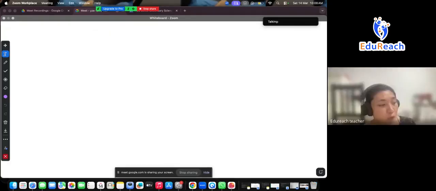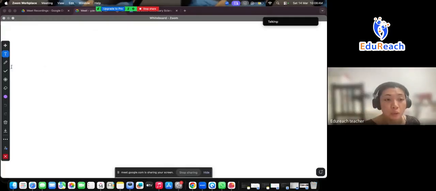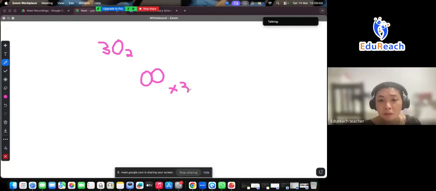4. What is the number in front of the O2? 3. Guys, look at my whiteboard. 3 and then the O2. How do we count the number of oxygen atoms? You look here very carefully. There are 3 molecules of oxygen. One molecule is 2 oxygen atoms. If I have 3 of this, how do I calculate that number of atoms? 2 times 3. There's actually 6 atoms.